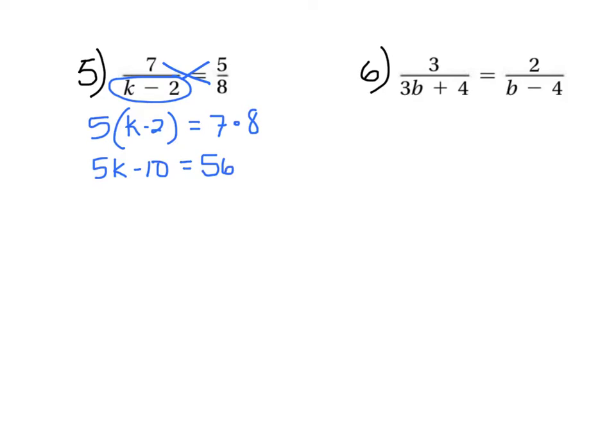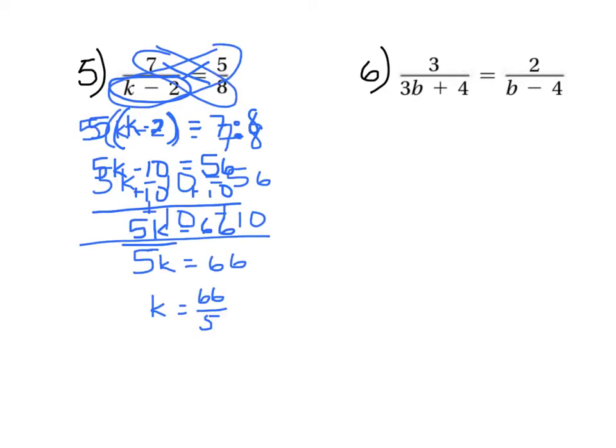Yeah, that's right. Add 10 to both sides. Sorry, it took me a second. Couldn't remember my 7 times 8 math fact there for a second. And then we're going to finish off by dividing. And we got 66/5, which I went ahead and checked on my calculator here, and it is correct.